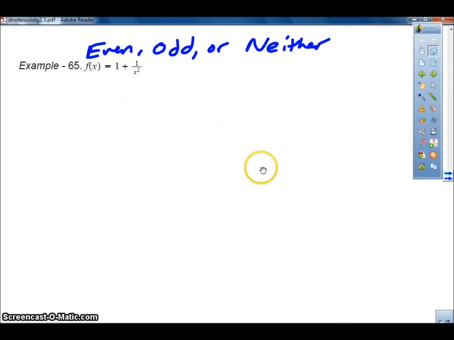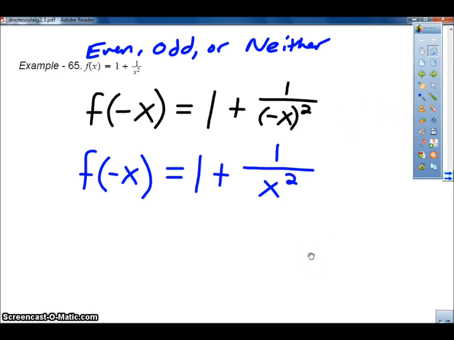All right, let's look at another example. Is this function even, odd, or neither? The function we're given here is f of x equals 1 plus 1 over x squared. To determine if this is even, odd, or neither, the test is to take that function and replace x with negative x so we can see what happens. What does it do with that negative sign? We're trying to see how it behaves.